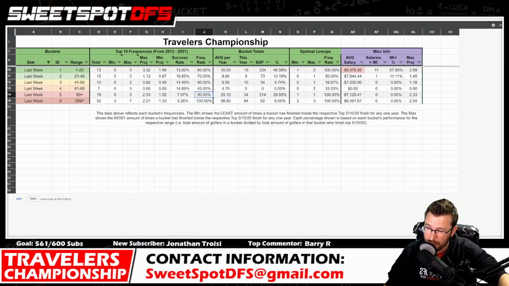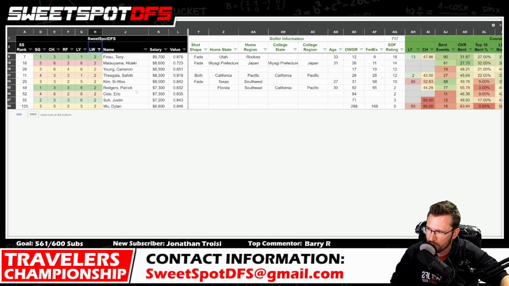We have a 90% frequency rate, so that's 9 out of 10 years we've seen at least 1 golfer inside the top 10 from this bucket. With it being this much over and this high of a strength of field, I think we're going to see at least 1. So 1 to 3, that's pretty solid.